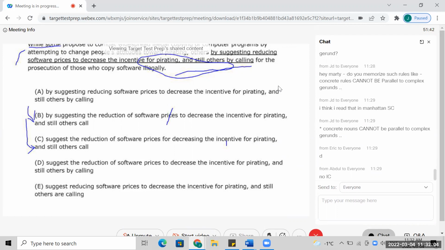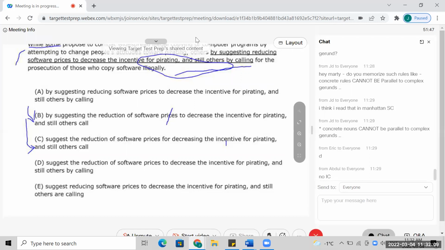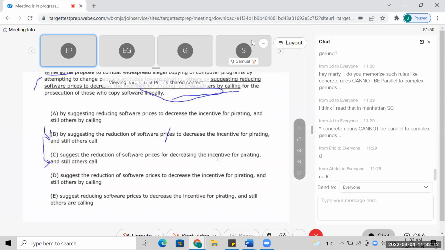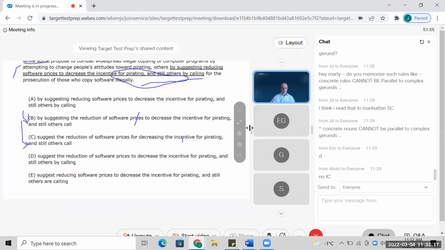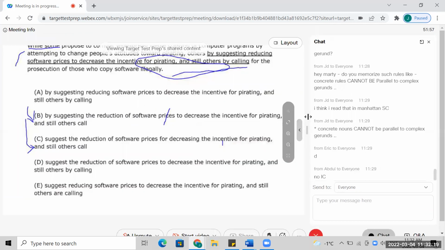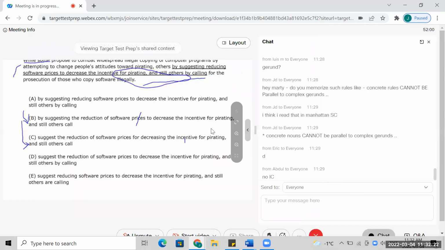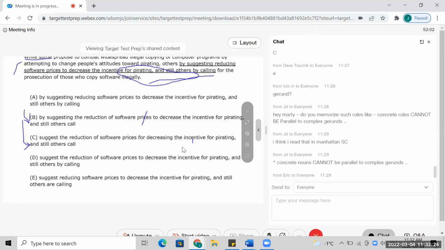Let's go to C. And here's the tricky one. While some propose to combat widespread illegal copying of computer programs by attempting to change people's attitudes toward pirating, others suggest, sounds good. So now we have a new clause. Others suggest the reduction of software prices for decreasing the incentive for pirating, and still others call. That seems pretty good. For the prosecution, okay. So is this right? Well, let's keep C for now.